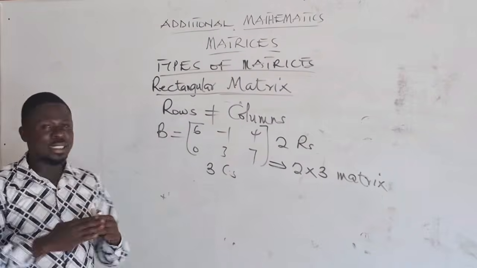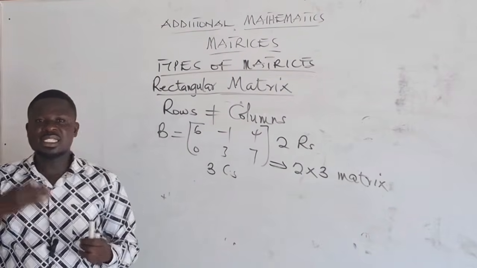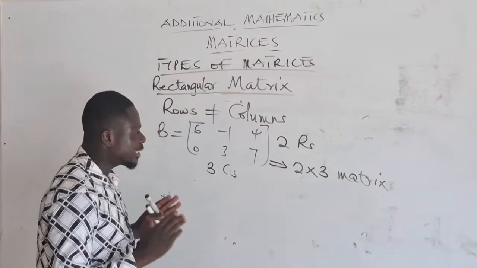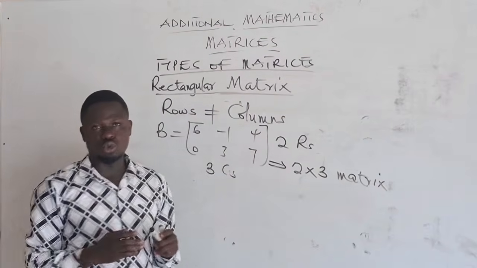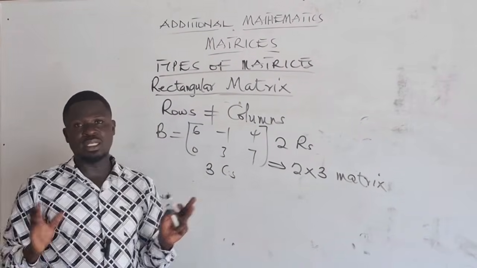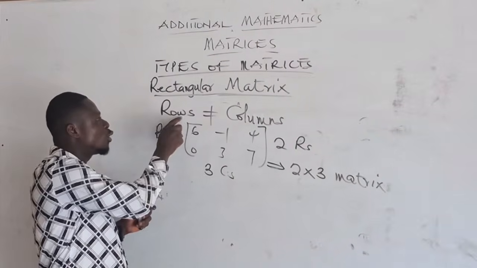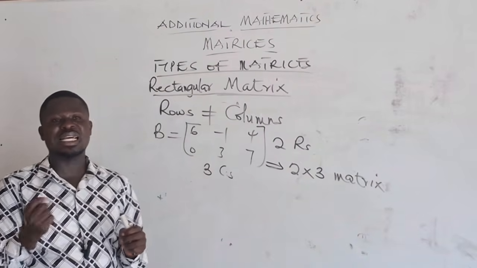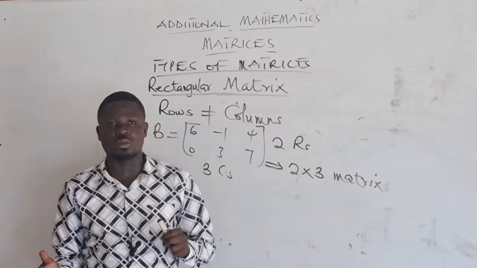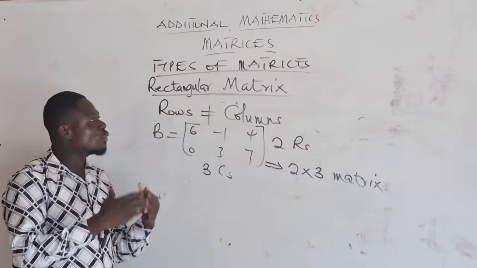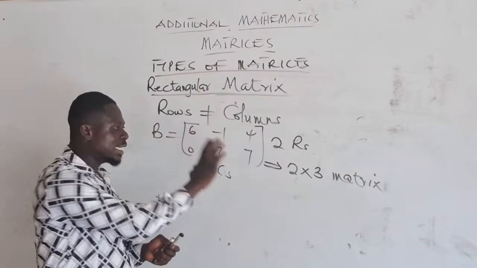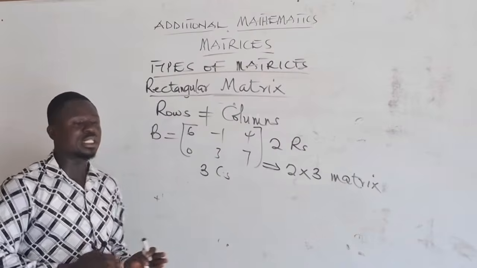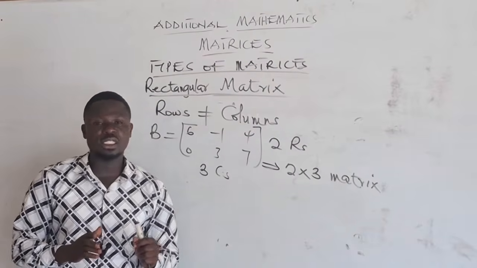And looking at the description, it is clearly shown that the dimensions are not the same. Let's check. The rows are 2, the columns are 3. They are not the same, as it was stated here: rows are not equal to columns. So if you have any matrix having the number of rows not equal to the number of columns, we say that it is a rectangular matrix. So this is a typical example of a rectangular matrix where rows are not equal to columns.